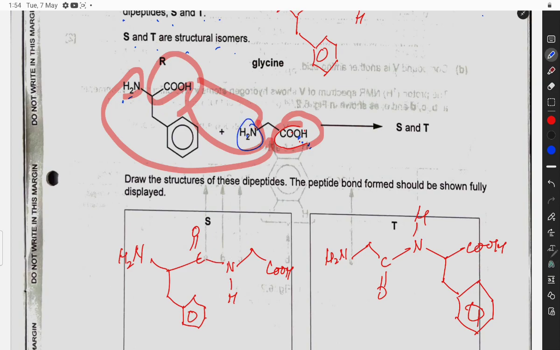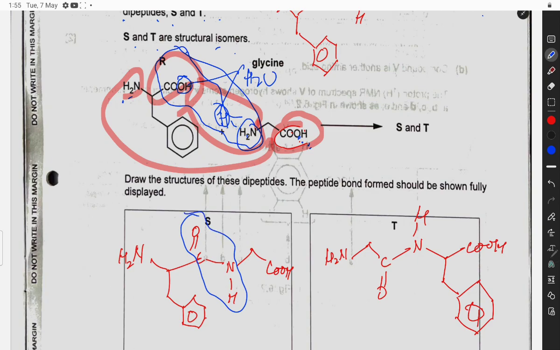This H2N reacts with this COH. Okay, the rest of the structure is the same: H2N, C double bond O, and OH from here, H from here. So this is elimination of water. So the rest of the compound is linked like this, this is the amide linkage, and the rest of the compound is the same.